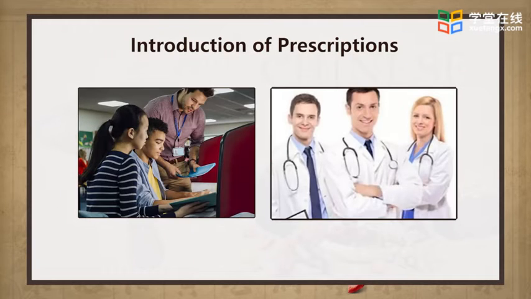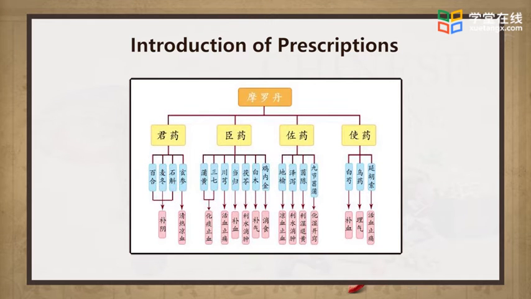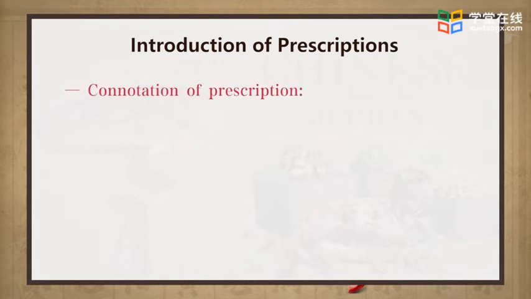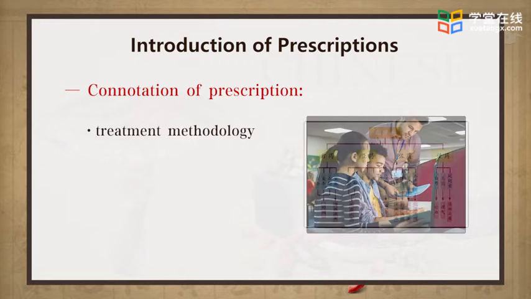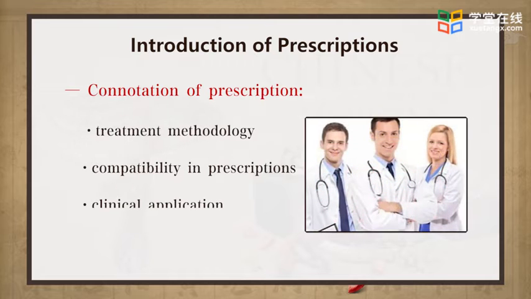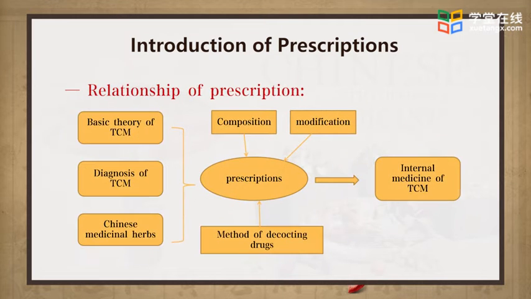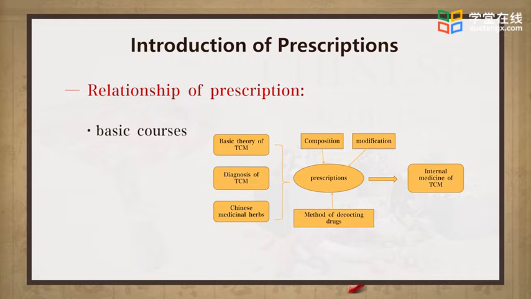Later, our ancestors began to study the compatibility of herbs, which forms the prescriptions. So, prescription is a subject dealing with treatment methodology and the theories of compatibility in prescriptions as well as clinical application. For every prescription, we will mainly focus on three parts: the treating methods, the compatibility in prescriptions, and the clinical application. In TCM, prescription is one of the important basic courses and has a close relationship with all other clinical branches, linking up the basic theories with clinical practice.